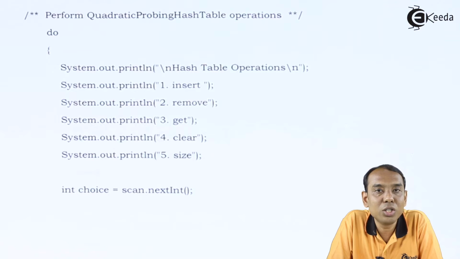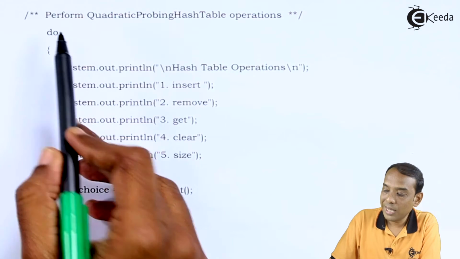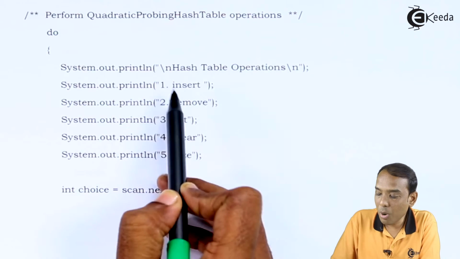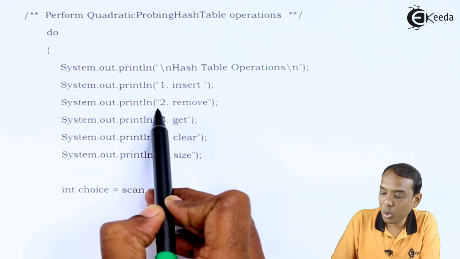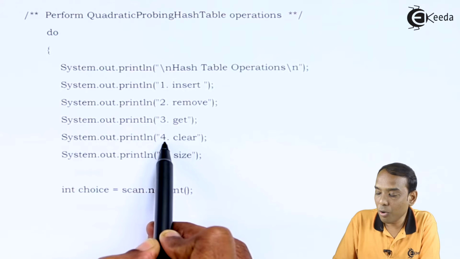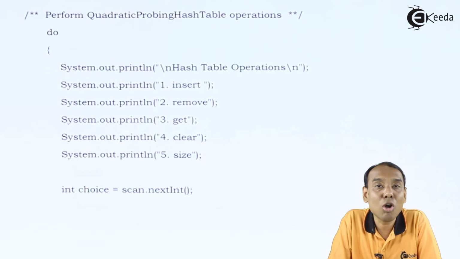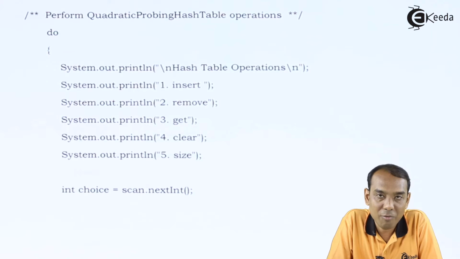Let us look at the operations which the user can perform. We have do hash table operation. Number 1 is for insertion. Number 2 is for remove. Number 3 is to get the value. Number 4 is for clear. And number 5 is for size. This is the set of operations the user can perform.